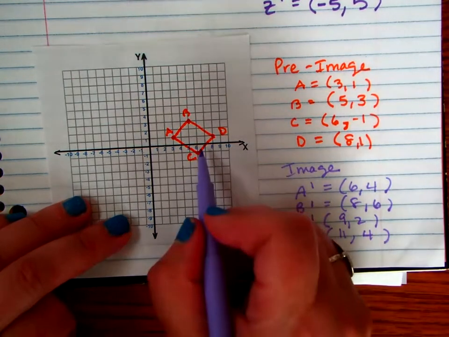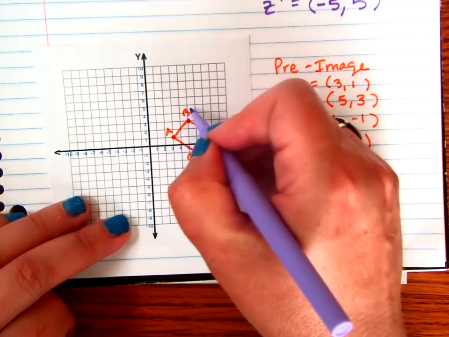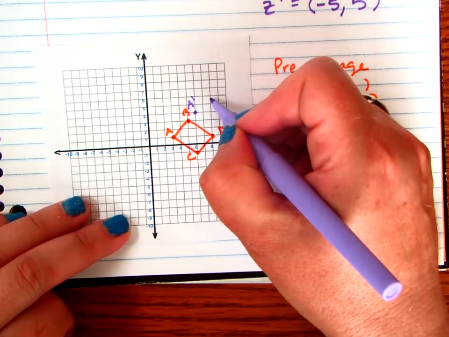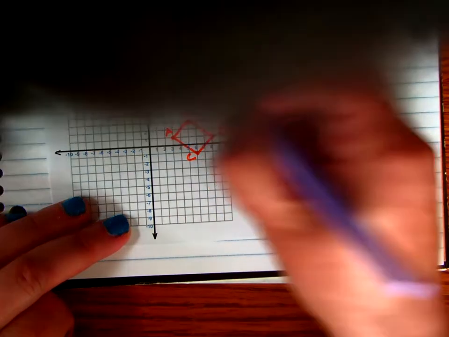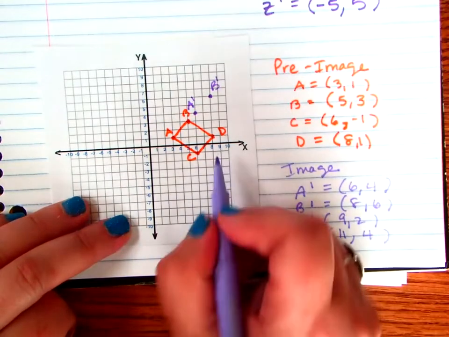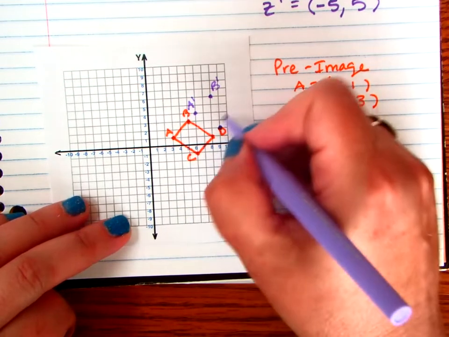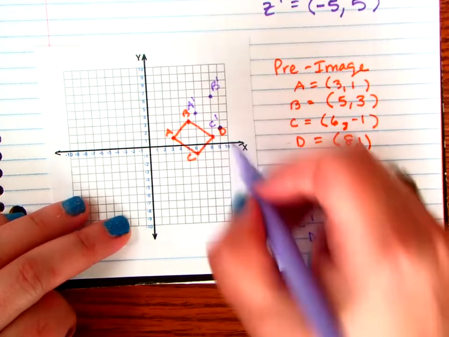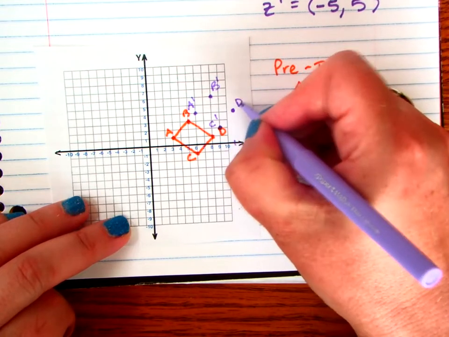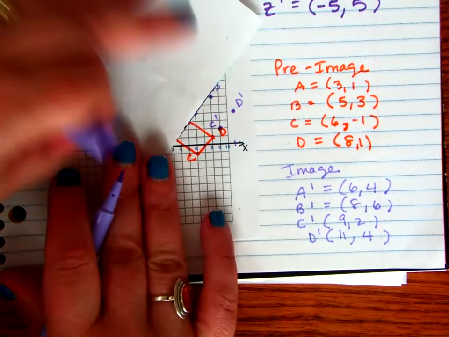All right, so now if I move from 6 up to 4, here's A prime. And 8 up to 6. Here's B prime. Here's C prime at 9, 2. And D prime, we'll pretend we can get all the way to 11, 4. So there's D prime. Okay? And so here's that image.